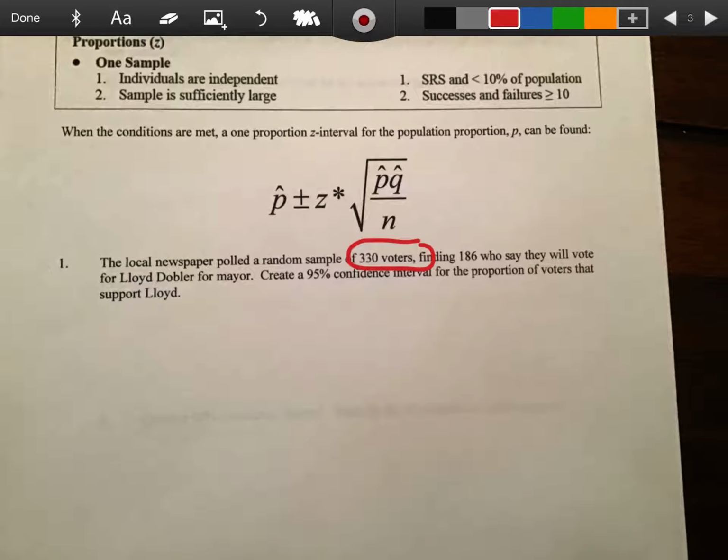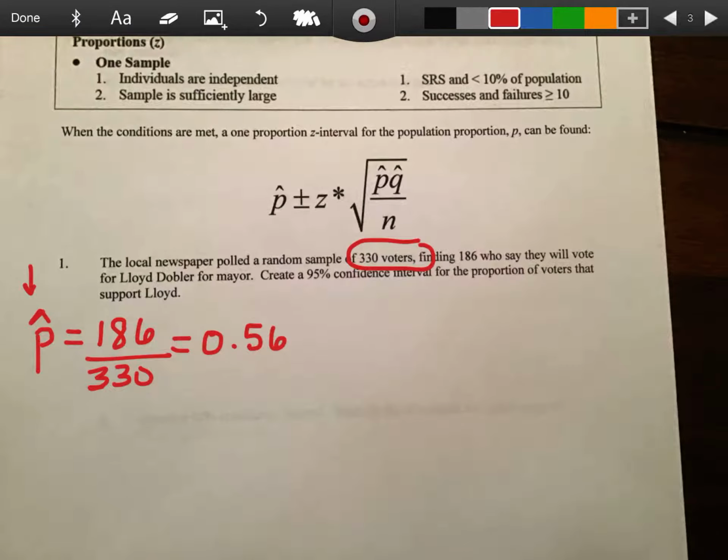So first step, my p-hat is 186 people out of 330. When I look at this p-hat, remember that's just of my sample. So if you come up with that calculation, I'm going to do 186 divided by 330. So my p-hat here is based off of this survey. I'm going to round that to 0.56.